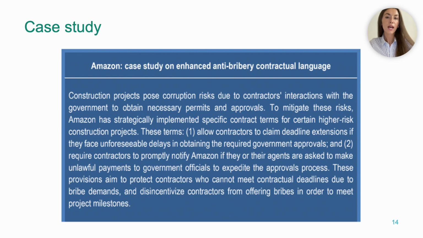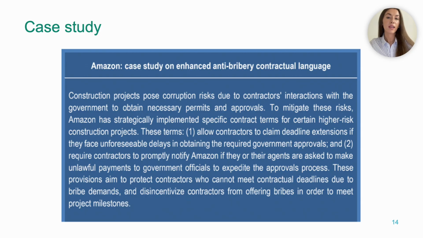This case study shows how good contract design can reduce the pressure that leads to the corruption schemes we've been tracking throughout public construction and small infrastructure projects. Amazon looked at its higher risk construction projects and saw a familiar problem. Contractors often have to interact with public officials to obtain permits and approvals. That's exactly where demands for bribes or even facilitation payments tend to appear. Now, instead of pretending this risk doesn't exist, Amazon wrote very clear clauses into its contracts.